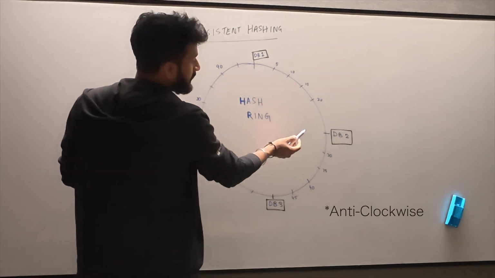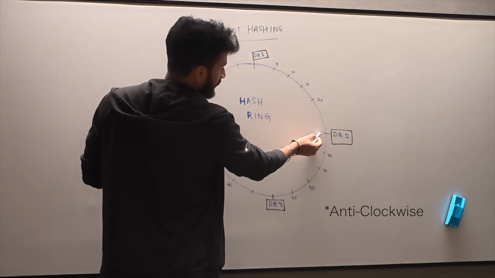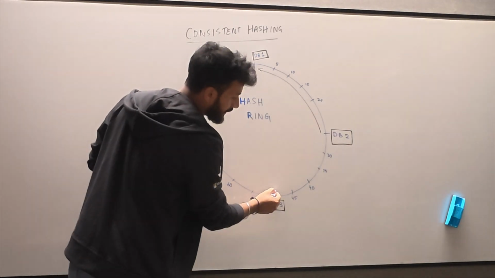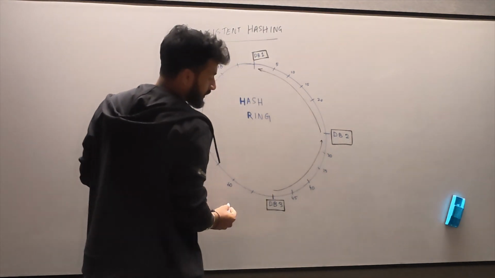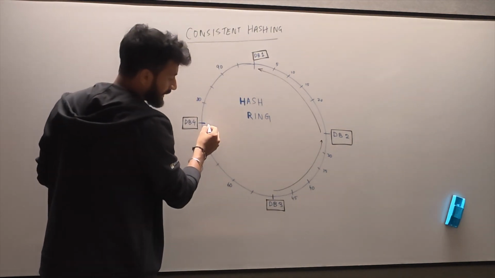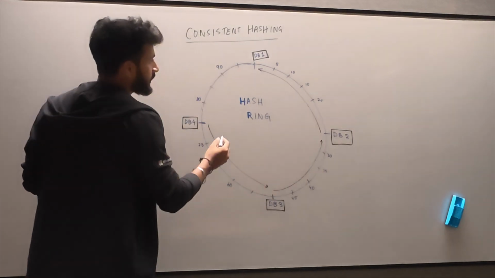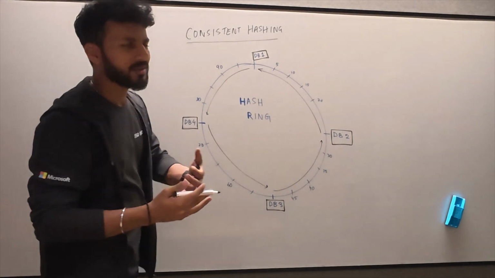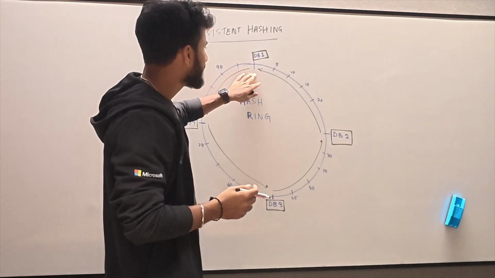So DB2 will handle the data of this area. DB3 will handle the data of this much area. DB4 will handle the data of this much area. And DB1 will handle this much area. You can do it in another way also. You can think of this in just the other way.